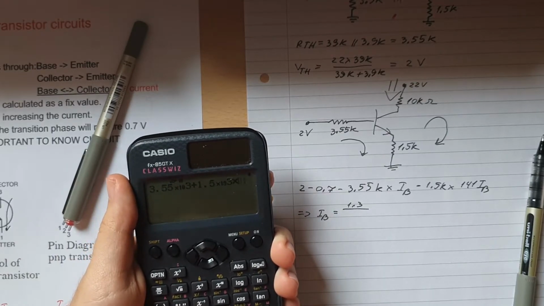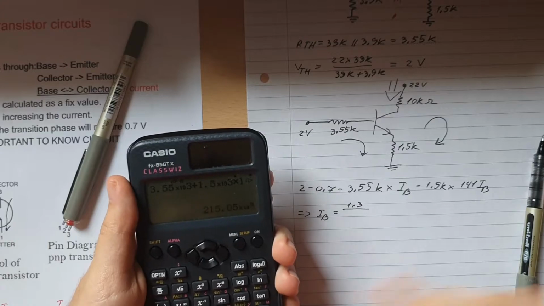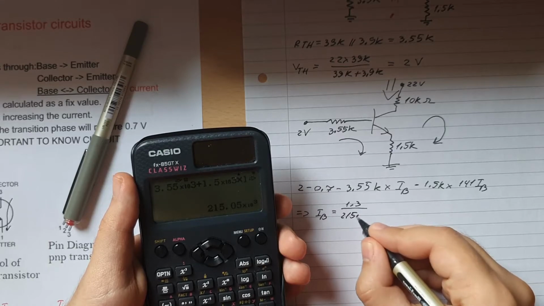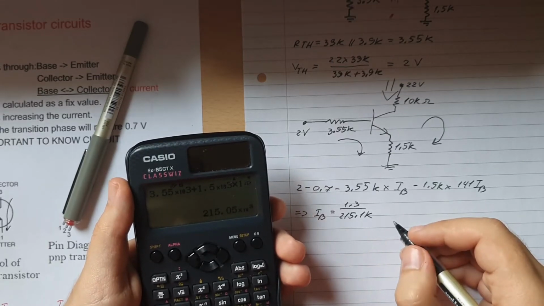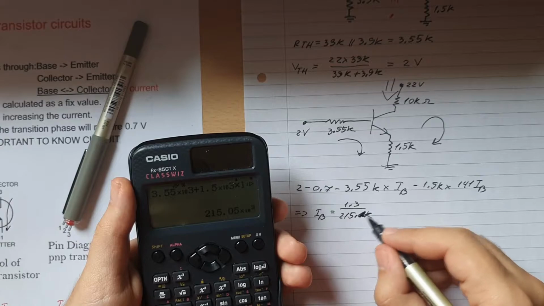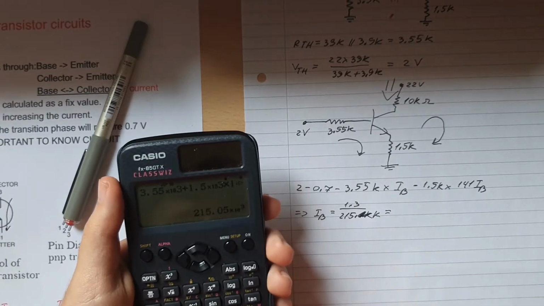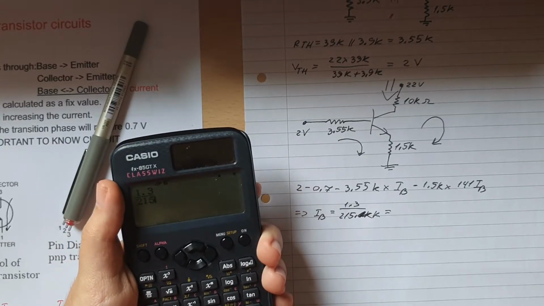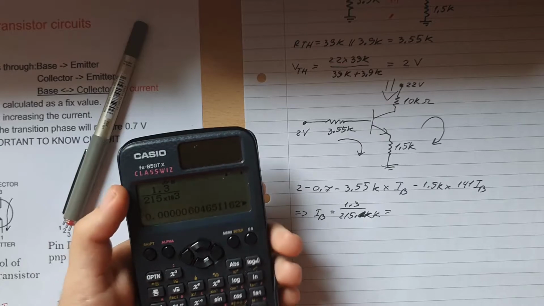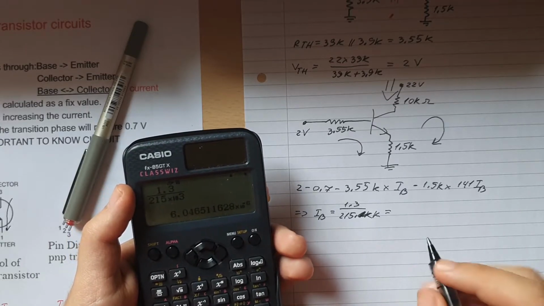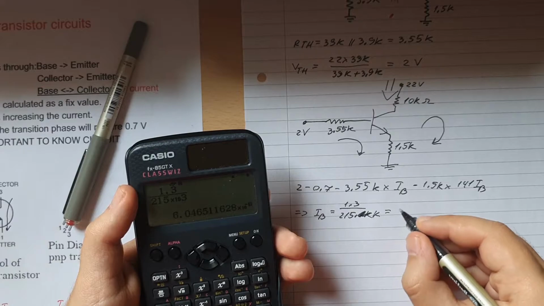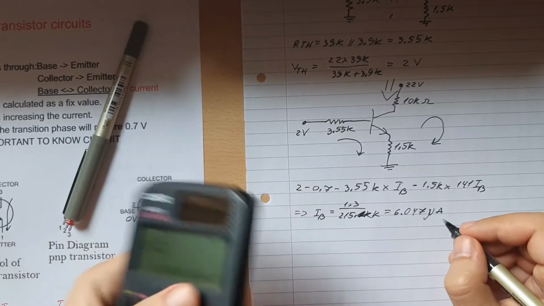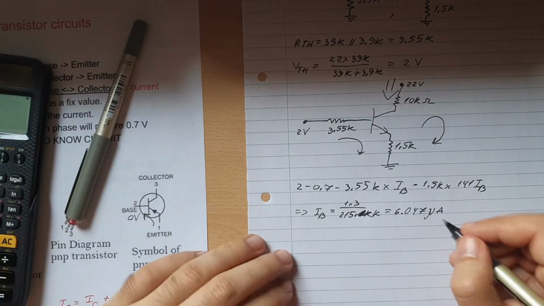That will be 215.1, let's say k, or let's just leave it as 215k, that's good. That will be equal to 1.3 over 215, which is 6.047 microamps. Okay, let's keep going.